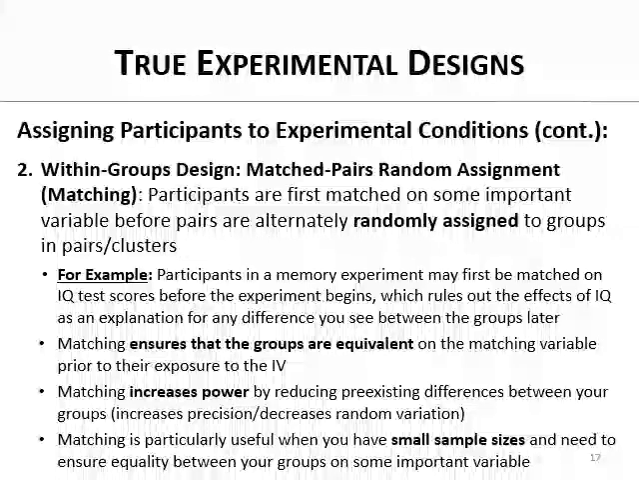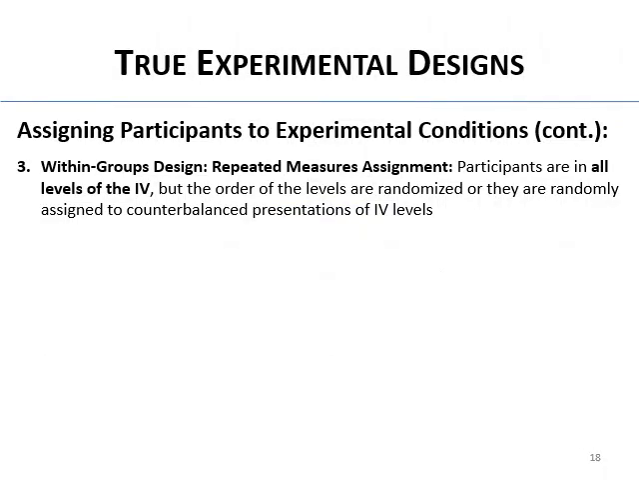So matching is particularly useful when you've got small sample sizes and you need to ensure equality between the groups on some important variables, like age, for example. It's a great way to do that without having to have a big sample. So then for repeated measures designs, remember the participants are in all levels of the IV. So the order of the levels is randomized, or you randomly assign them to counterbalance presentations.